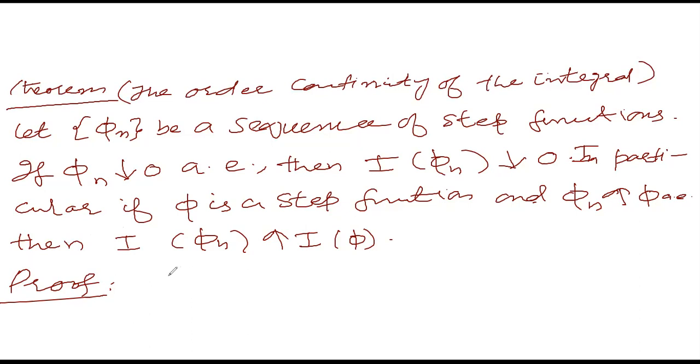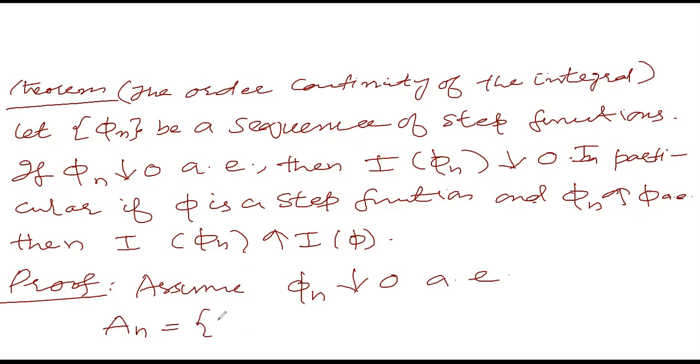So let's assume phi n decreases to 0 almost everywhere, that means it's a monotonic decreasing sequence almost everywhere. Let's define this set A n for each n. Define the set of x where this is increasing, it's not decreasing, where phi n plus 1 is greater than phi n. It's given that phi n plus 1 is less than or equal to phi n almost everywhere.